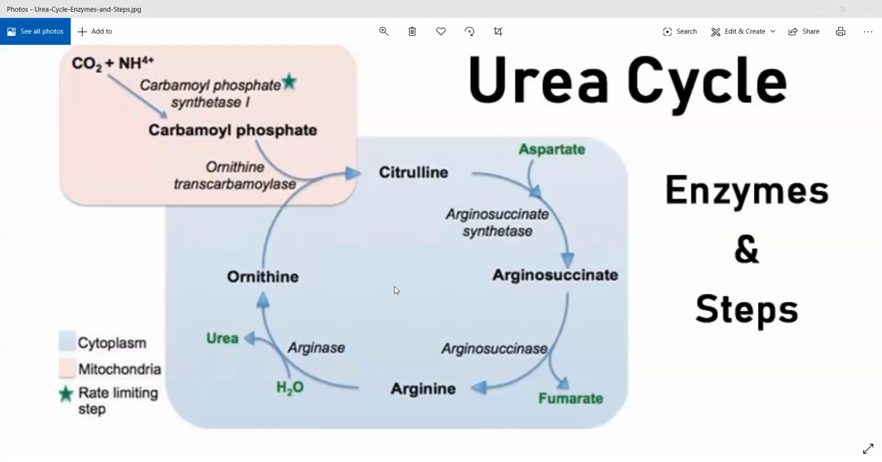From here on out, there are cleaving reactions. So first, cleavage of argininosuccinate occurs where you get fumarate and arginine. Then again, arginine will cleave into urea and ornithine. It will use up a water molecule in the process, but you end up getting ornithine back and you get urea. Now this urea is excreted out of your body.